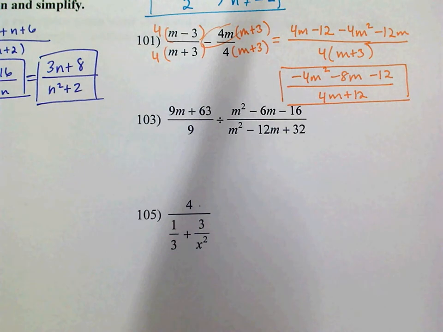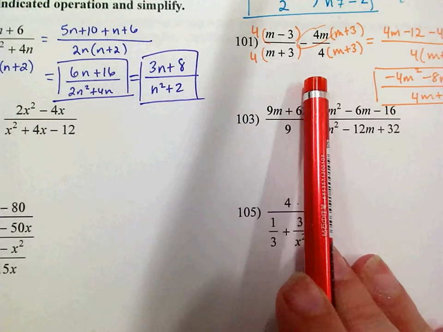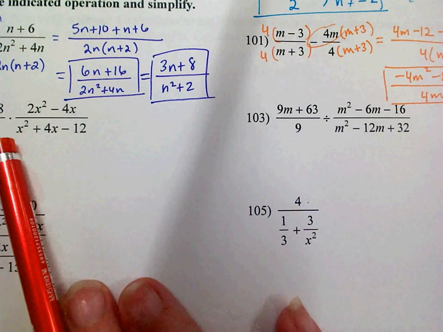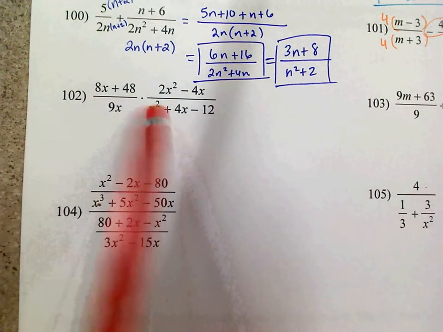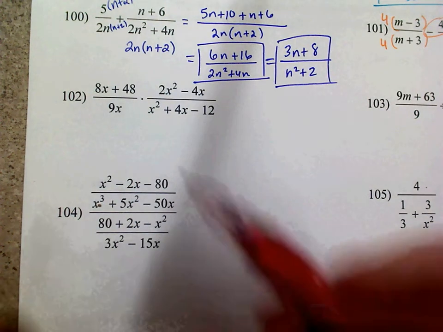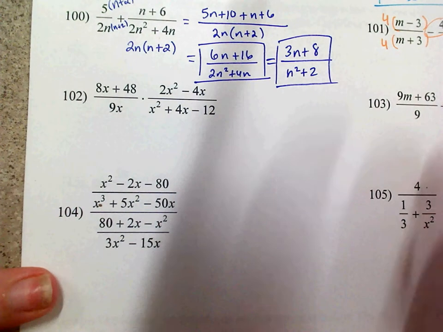So on number 102. So 100 and 101, you're adding and subtracting, which means you have to have a common denominator. But on 102, you are multiplying. You do not need a common denominator when multiplying. I'm saying it like that because so many people do that, and that's just ridiculous. Now I could multiply all of this times all of this and this times all of that. That's not the goal.